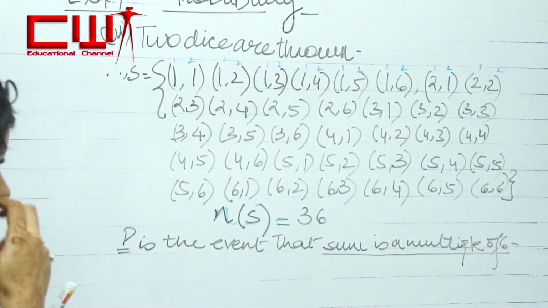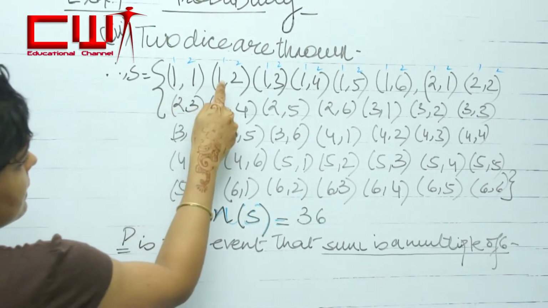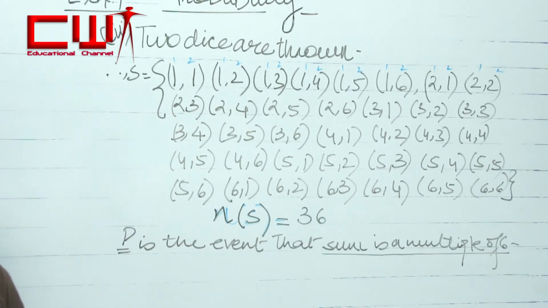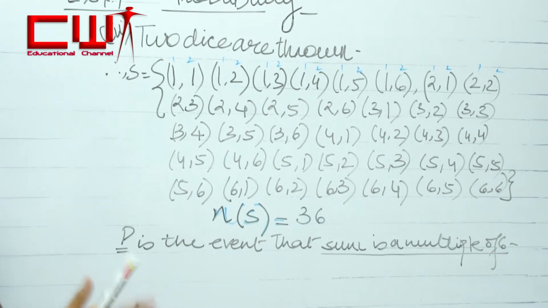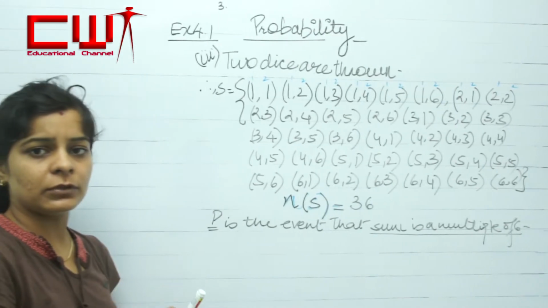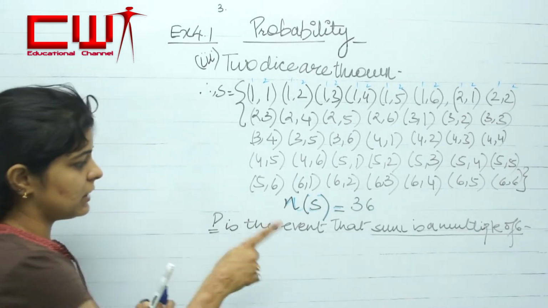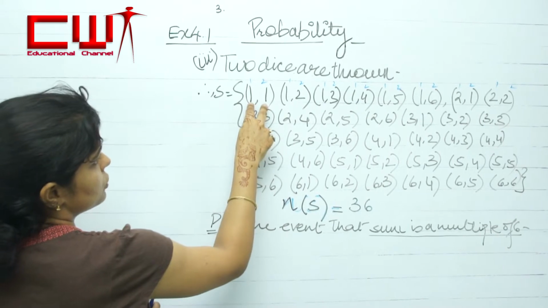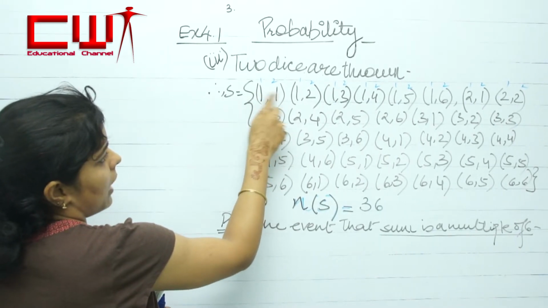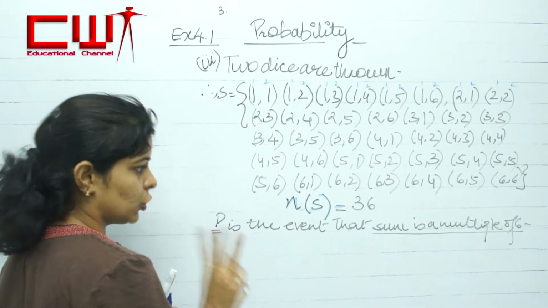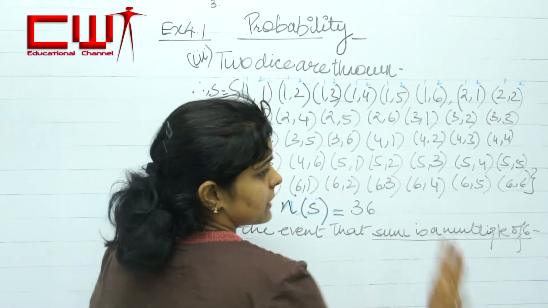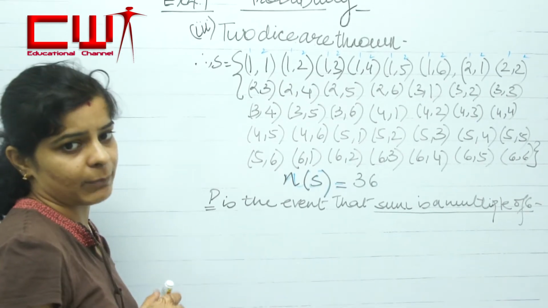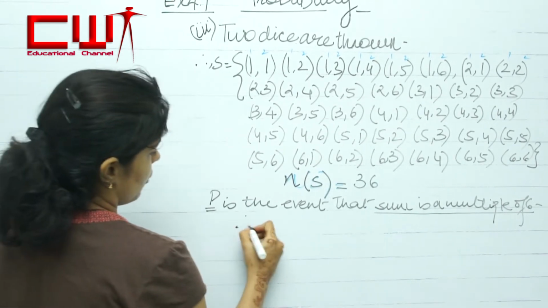Sum means the total, that is, this plus this: the sum of the two numbers. You throw 2 dice. On one dice you get 1, on the other dice you get 2, so the total of the two dice will be 3. But in this question it says the sum is a multiple of 6. Suppose these two: this is 1, this is 1. How much is the sum? 2. Does it come in the table of 6? No. So we have to add the two numbers and see whether it comes in the table of 6 or not.